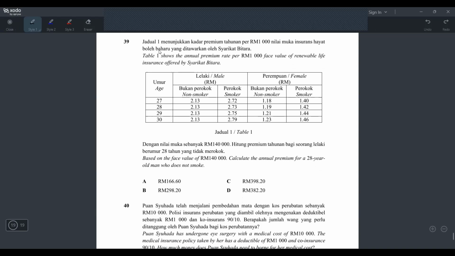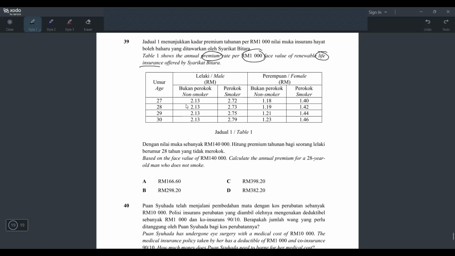Okay, number 39. Let's go. Table 1 shows the annual premium rate per 1,000 face value of the renewable life insurance offered by Syarikat Bitara. Okay, this one is life insurance. Actually, this is my first life insurance question in all the trials that I have done.